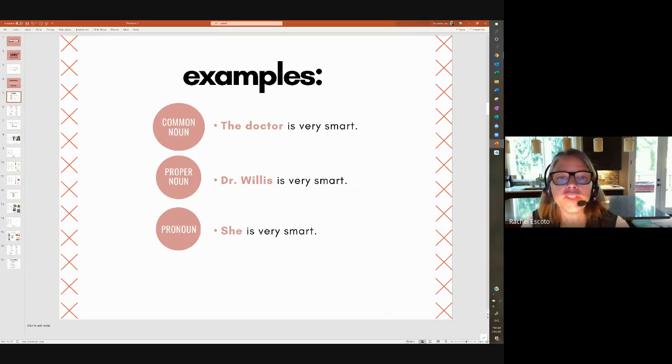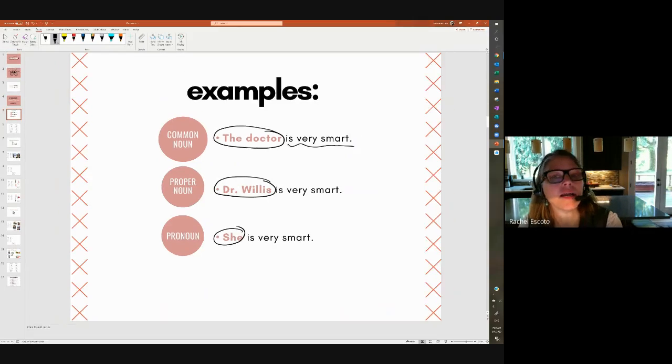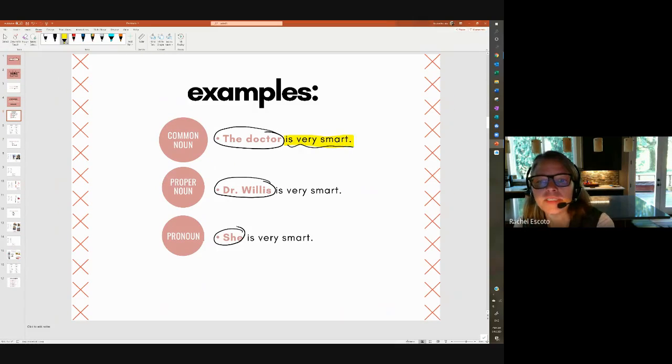Okay, so this is the noun in the sentence. This is the noun, and this is the noun, right? And you notice that this all says the same thing. Let me change my, this says, is very smart, is very smart, is very smart. So we have the noun, and then we have the rest of the sentence.